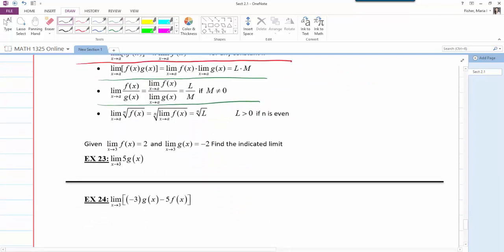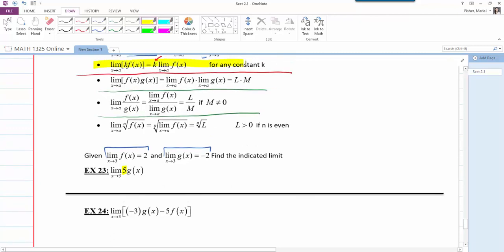Let's say that I give you that the limit as x approaches 3 of f of x is equal to 2, and the limit as x approaches 3 of g of x is equal to -2. Well, what is the limit as x approaches 3 of 5 times g of x? Well, 5 is a constant multiple, and if we look at our properties above, constant multiples multiply along. So this is equivalent to 5 times the limit as x approaches 3 of g of x.